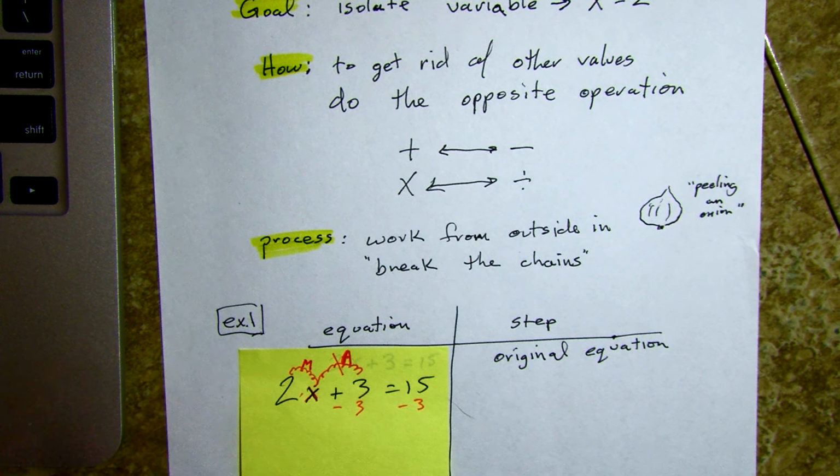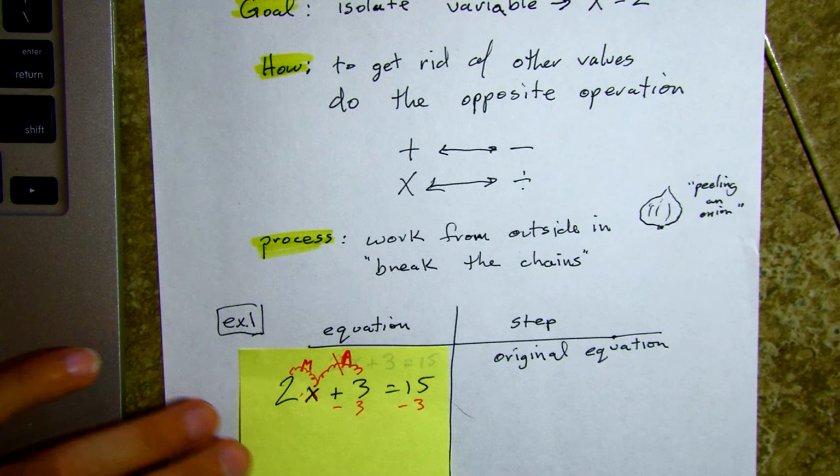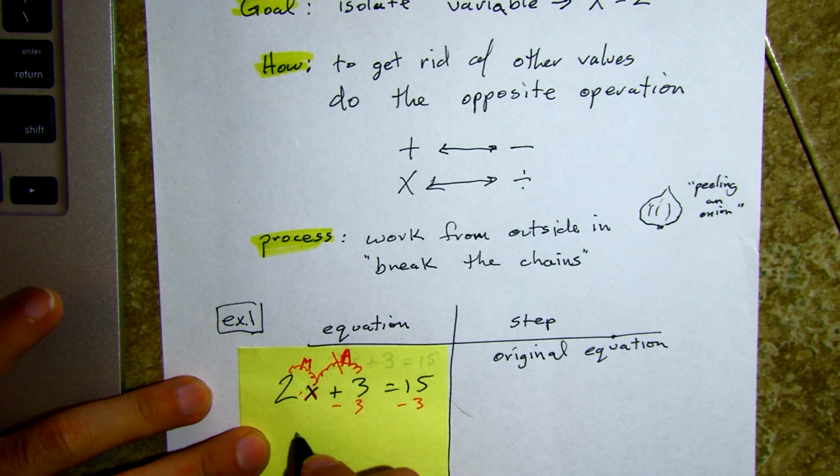Now, as long as you do it to both sides of the equation, you haven't changed anything, right? If Mia has 10 bucks in her pocket, and Sienna has $10 in her pocket, I'm not going to take money from you, but if I took $3 from each of you, you both have $7, right? As long as you're taking the same from both sides of the equation, you haven't changed anything. You've just manipulated it. So look, when I subtract 3 from both sides, I end up with 2x is equal to 12.